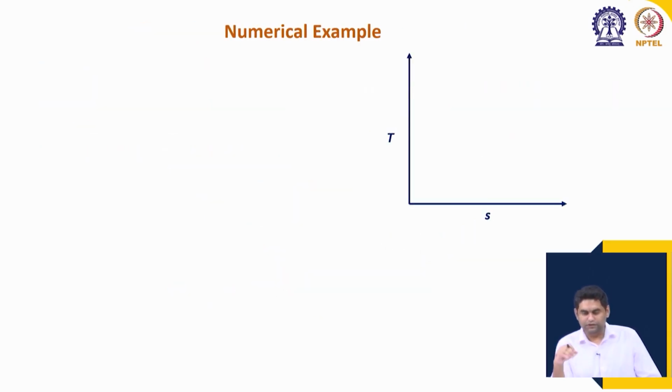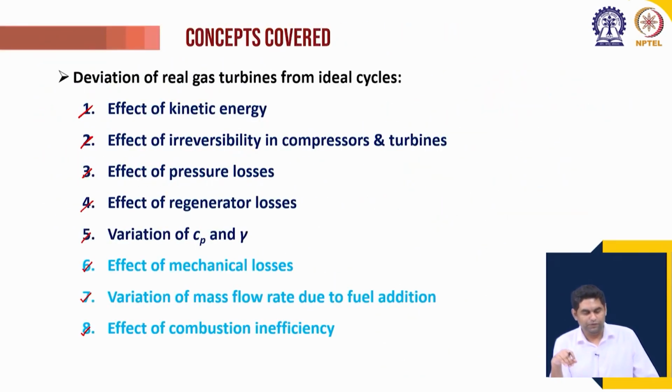So, this completes these 3 points. So, we have considered till now all the 8 points: effect of kinetic energy, effect of irreversibility in compressor and turbine, effect of pressure losses, effect of regenerator losses, variation of Cp and gamma. Then today we have considered effect of mechanical losses. We have considered that we define a transmission or mechanical efficiency. Then variation of mass flow rate due to fuel addition, which we have considered by defining a fuel air ratio, and effect of combustion efficiency, which we have considered by defining a combustion efficiency.